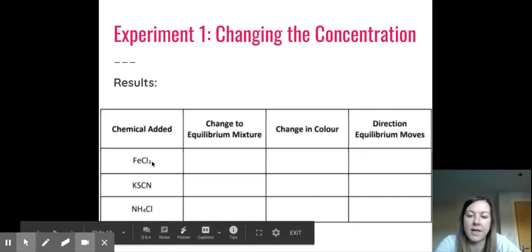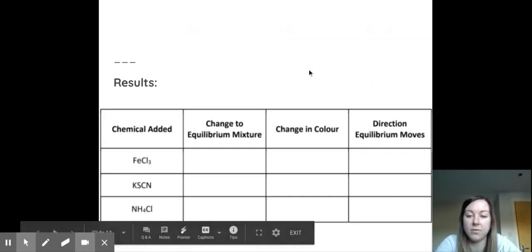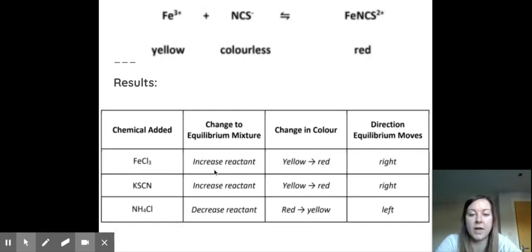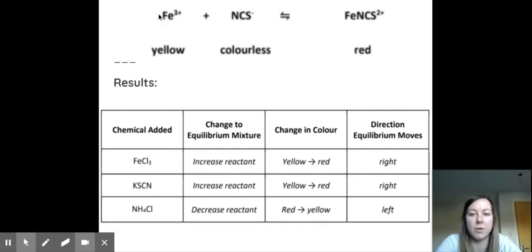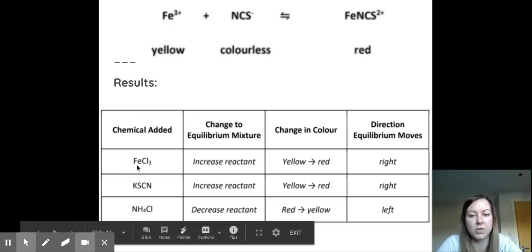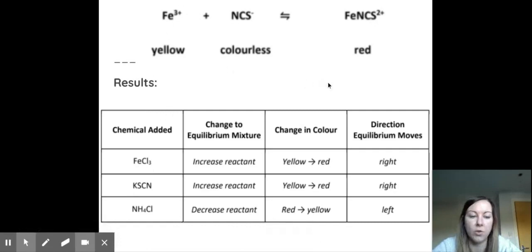So when we add FeCl3, so iron chloride, it's going to increase the reactant, and we can see that here. We have iron 3 plus ions in this equilibrium mixture. Now remember, all of this is in the one test tube. If we add iron chloride, we are adding iron 3 plus ions to the mixture, because as you know, iron chloride is a salt. If you have 3 chlorines to every 1 iron atom, then the charge on your ion is going to be 3 plus. So you'll have iron 3 plus.